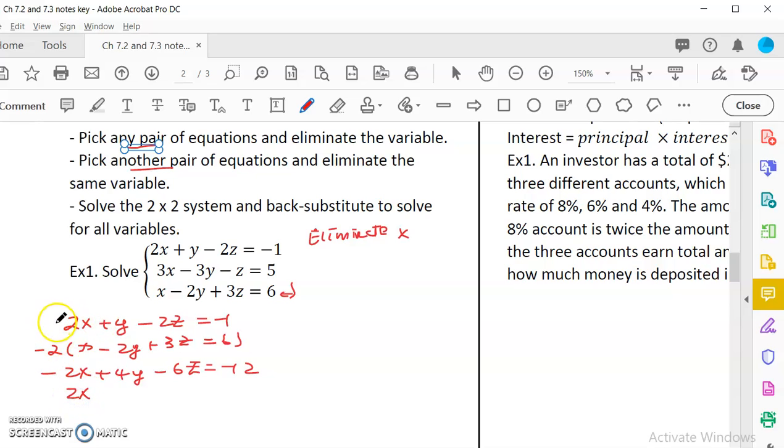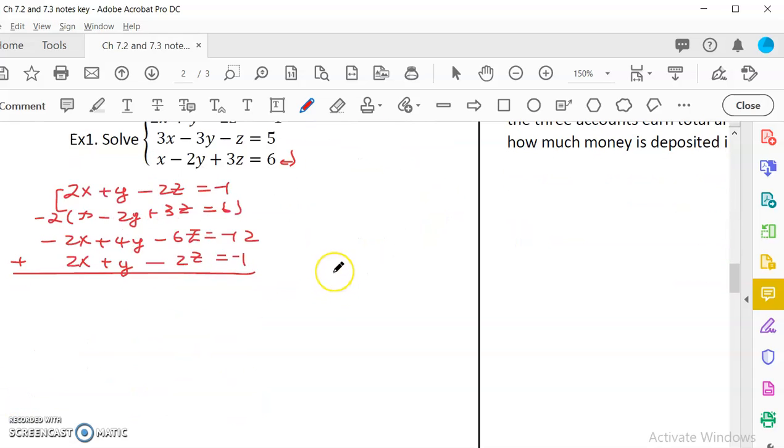Remember, these two are the pair that I want. 2x plus y minus 2z equal to negative 1. Add them so that x goes away, because my goal is to eliminate x. So after this, I would have 5y minus 8z equal to negative 13. So this is my equation 4.